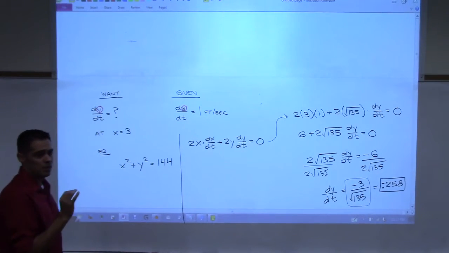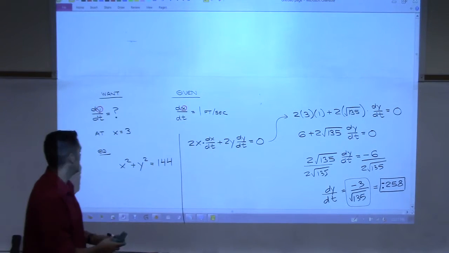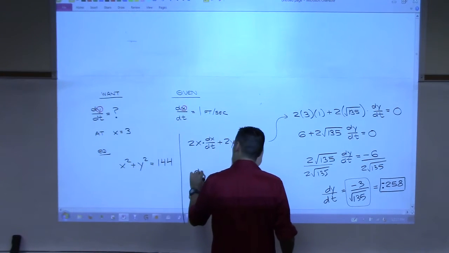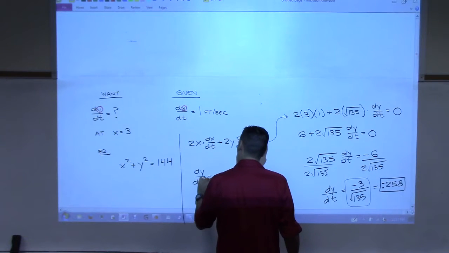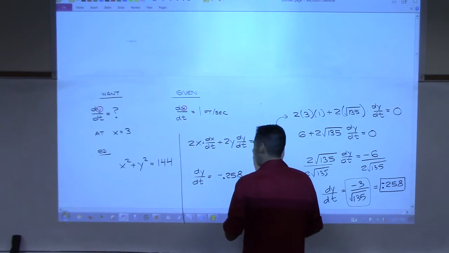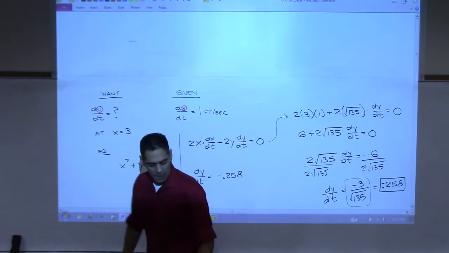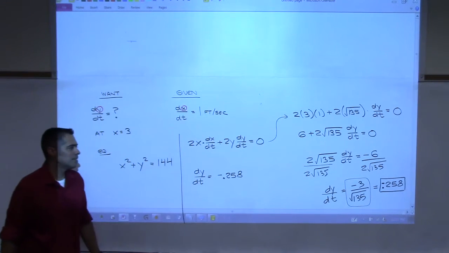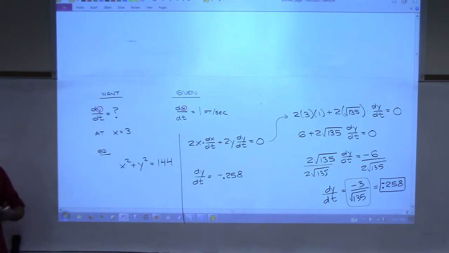We are not done until we put the units on here. So let me rewrite this again. dy/dt equals, I'm going to use the decimal, negative 0.258 what now? Feet per second. Now look, in this problem, I think a lot of people have no issue saying feet per second, because the x was changing at feet per second.